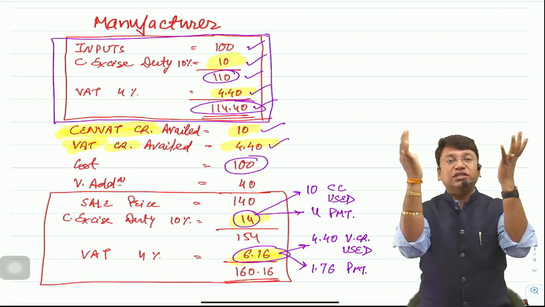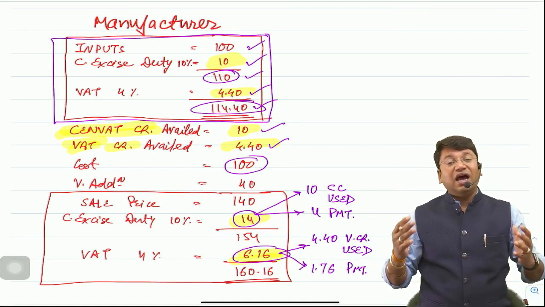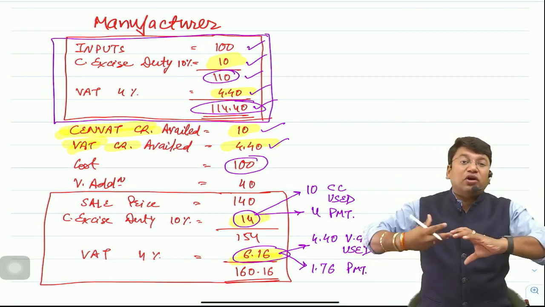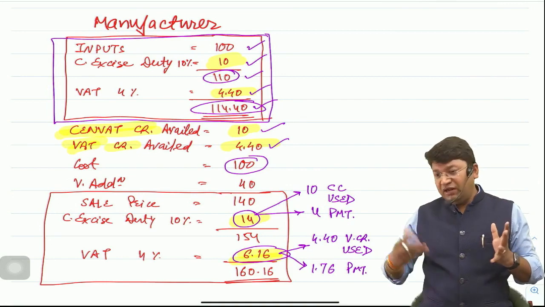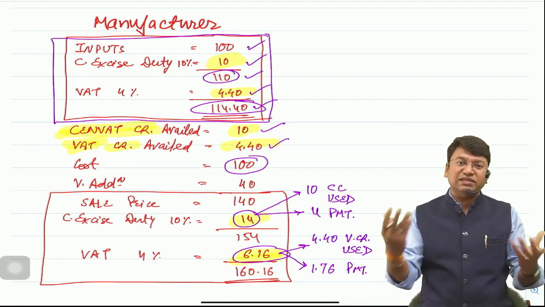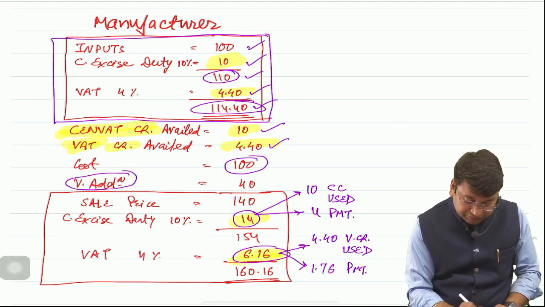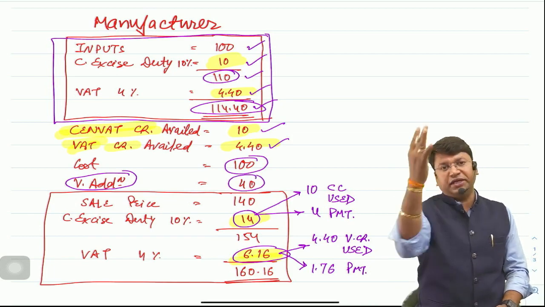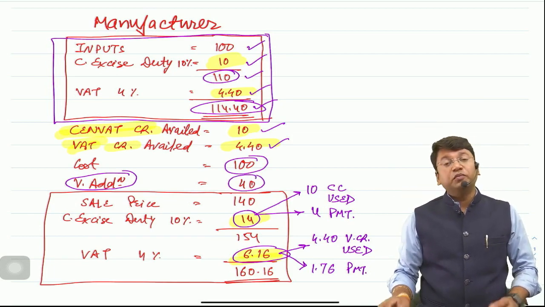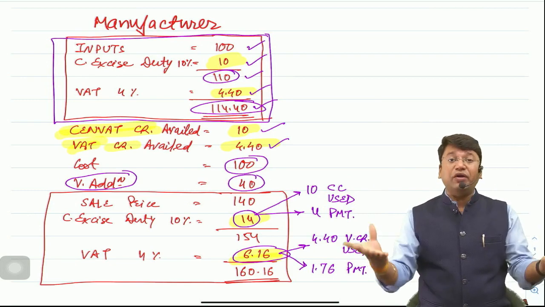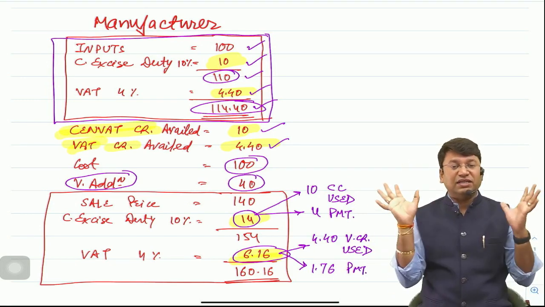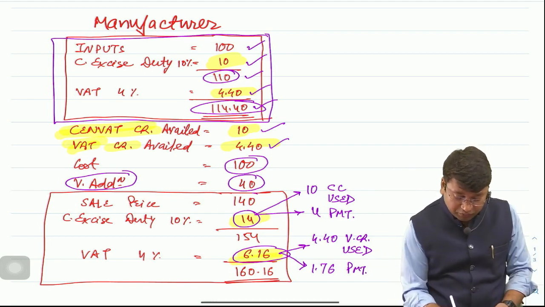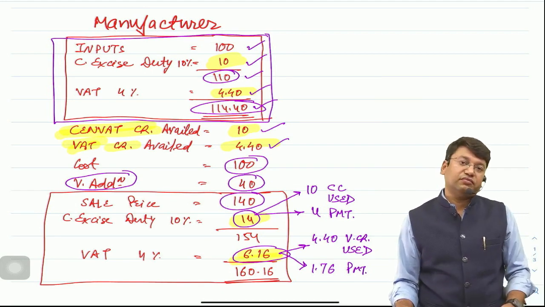So his actual cost is rupees 100, and after purchasing those inputs, he will process the inputs to manufacture the output goods, and he will add some cost, his profit margin, etc., which is called value addition. His value addition is, suppose, rupees 40 per unit. So rupees 40 is his value addition, his cost, all his expenses, his profit margin, etc. So his sale price comes to rupees 140.